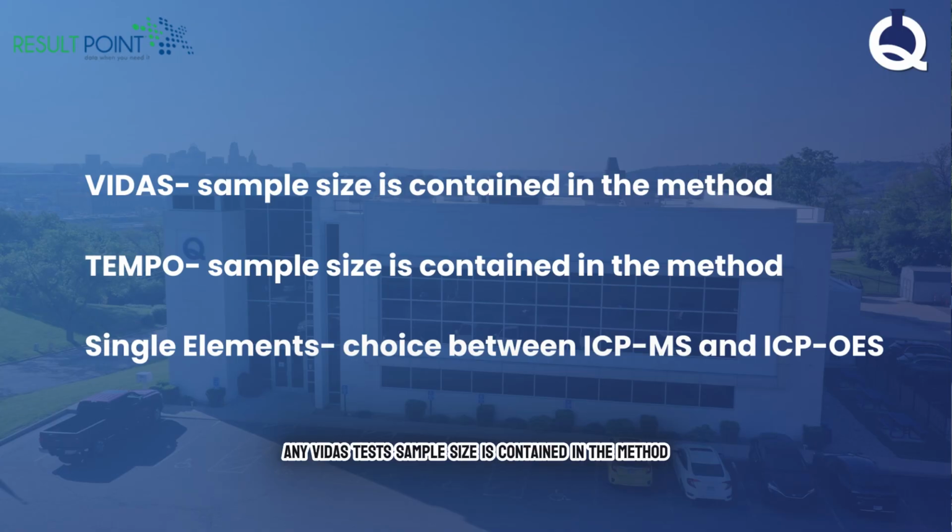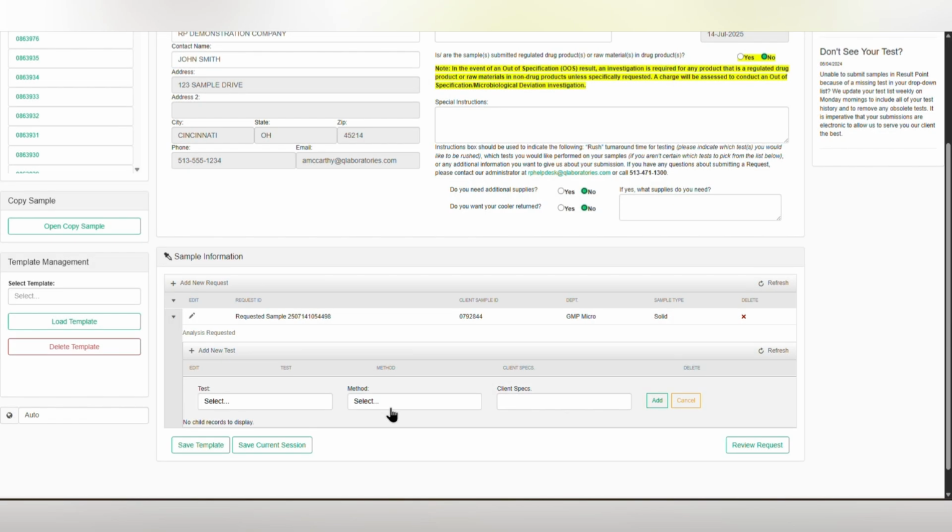Any Vitis tests, sample size is contained in the method. Any tempo tests, sample size is contained in the method. And single elements, choice between ICP-MS and ICP-OES.